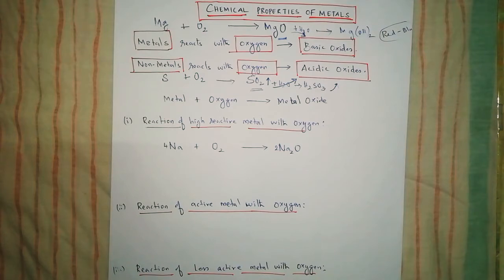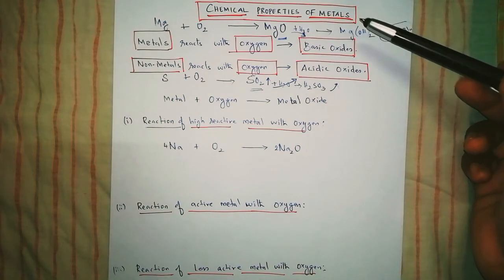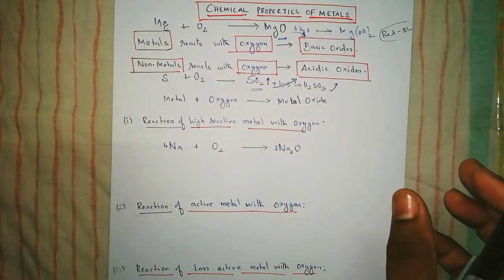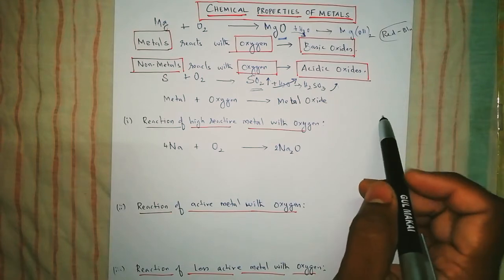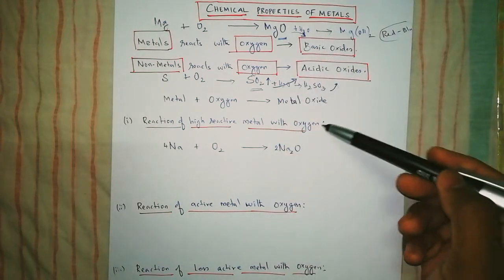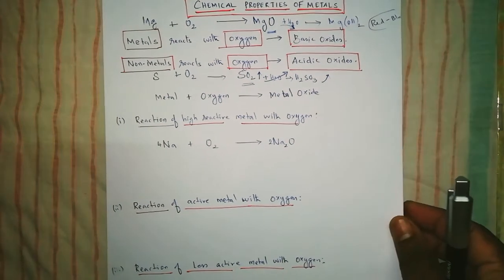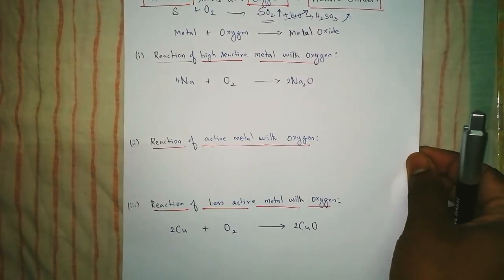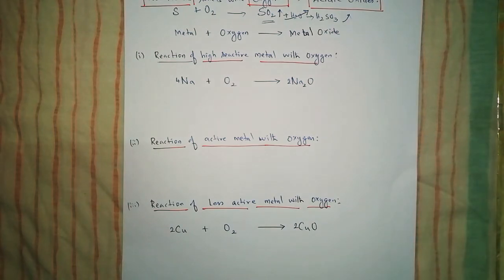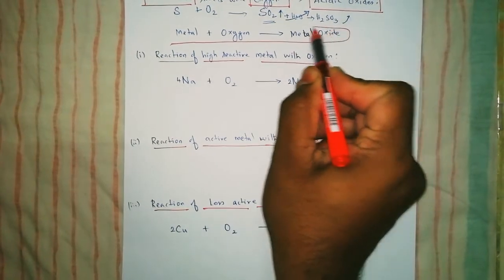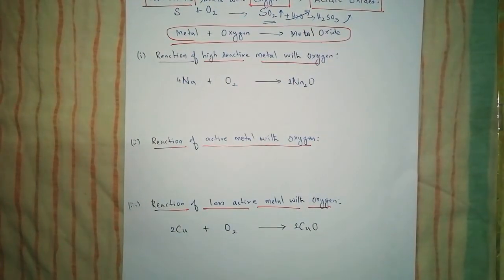Okay, now come back to this main thing. We are learning the chemical properties of metals. So we go and learn deeper on what happens actually when a metal reacts with oxygen. We are going to learn complete deeper knowledge on how a metal can react with oxygen. Basically, when a metal reacts with oxygen, it gives metal oxide.